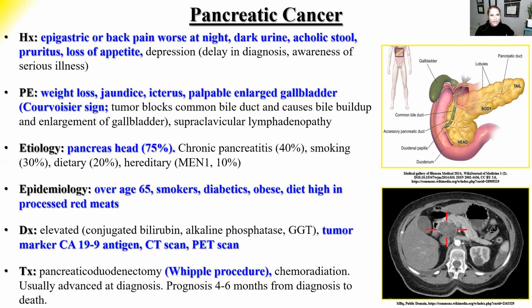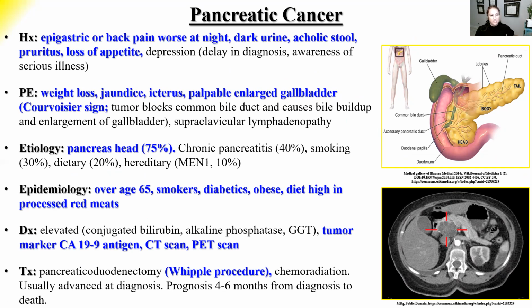We know pancreatic head is the most common. What are the common causes of this? Chronic pancreatitis is 40% of the etiology. Smoking is 30%. Dietary is 20%. And hereditary multiple endocrine neoplasia type 1 is going to be 10% of the cause of pancreatic cancer.